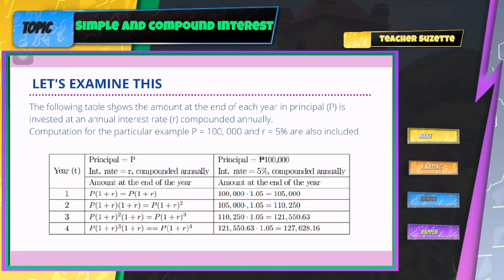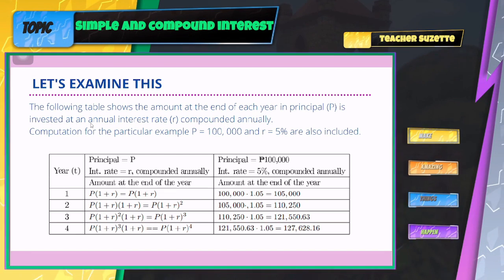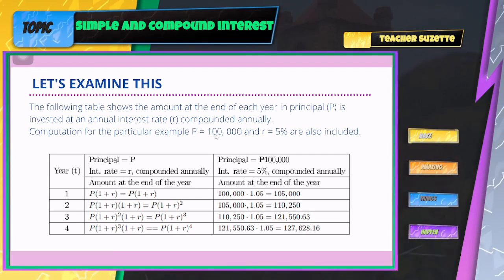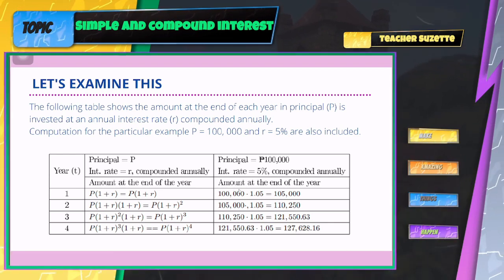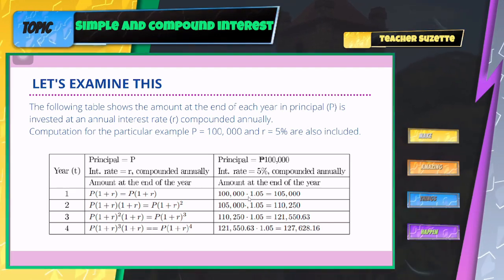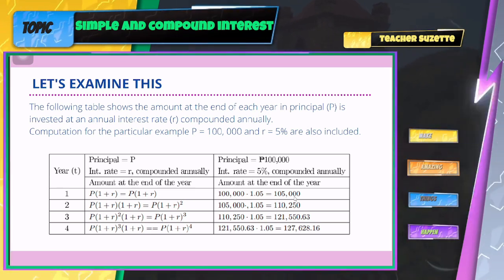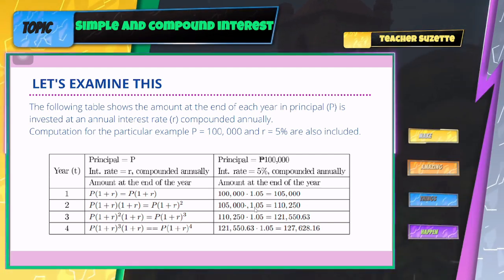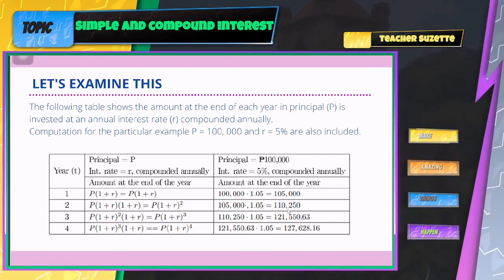The table below shows the amount at the end of each year if principal P is invested at an annual interest rate R compounded annually. So you have your principal 100,000 and you have your rate 5%. So at the end of the first year, you have the original principal amount of 100,000 multiplied by 1.05, which equals 105,000. And on the next year, that 105,000 is what you multiply by 1 plus R, or 1.05, which equals 110,250.